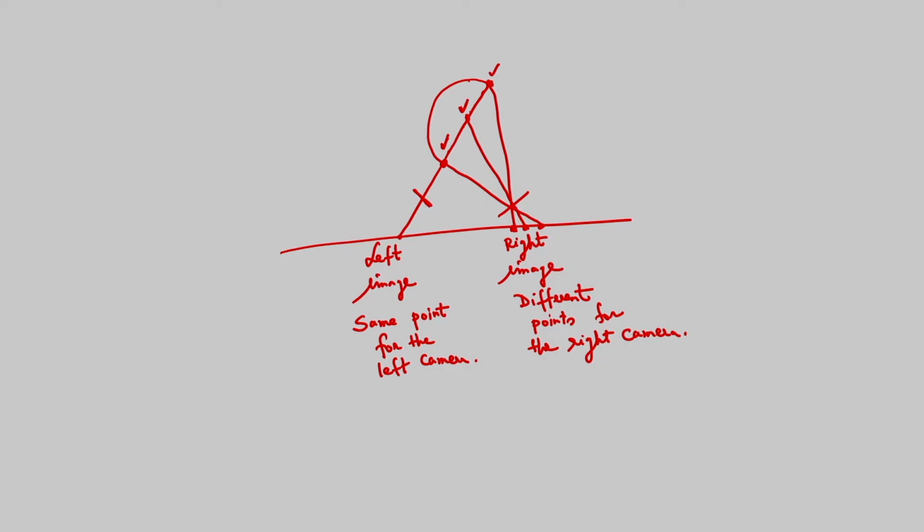So, as per the uniqueness constraint, in most of the cases there exists at most one matching pixel in the right image corresponding to each pixel in the left image. That is the uniqueness constraint.